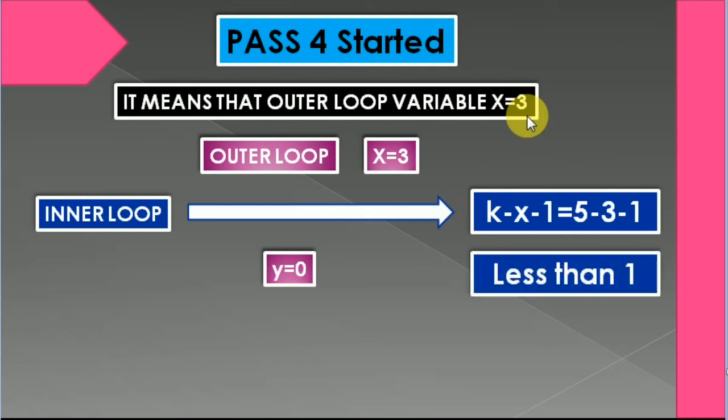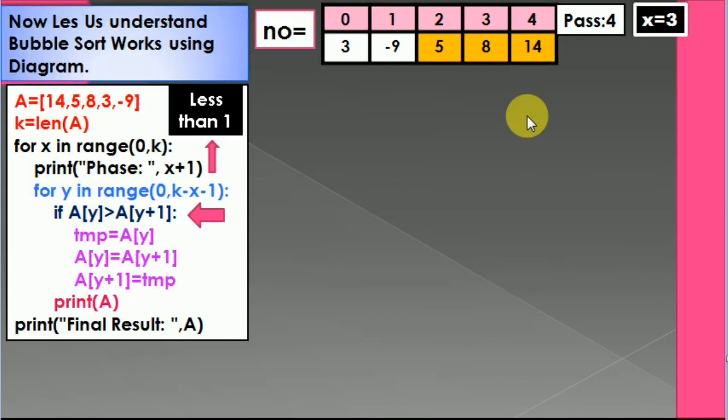That means the first number is checked with only the second number, and you already know that in the previous pass only 2 numbers are left. When we move here, I put the yellow, which means these three numbers are not going to be checked, only these two numbers. The y is already sitting at 3, so it will check with the next number, that is minus 9. So at pass number 4 only two values are being checked, and the inner loop works only one time.